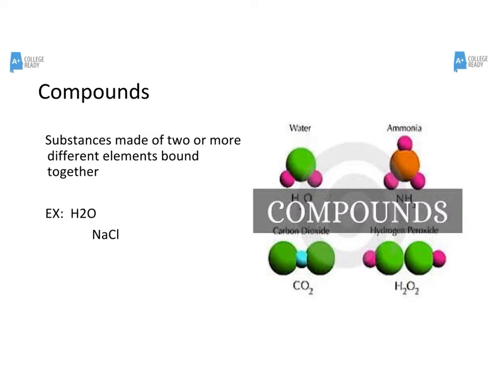Compounds are substances made of two or more different elements bound together. Some examples of compounds include water, 2 hydrogen, 1 oxygen, and salt, table salt, or sodium chloride, which includes 1 atom of sodium bound to 1 atom of chlorine.